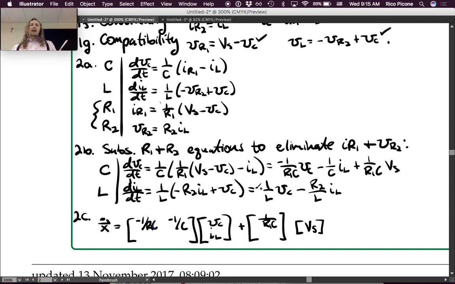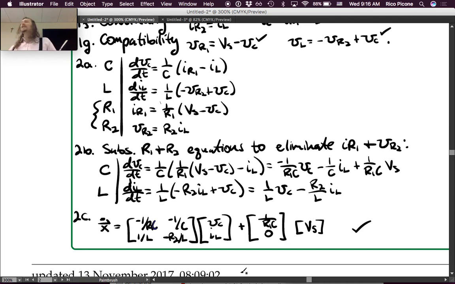Second equation has, what's the VC coefficient? 1 over L. What's the IL coefficient? Negative R2 over L. And what is our VS coefficient? It's just 0, right? With no VS showing up in this equation. And so this is the state equation. We have done the bulk of what we needed to do. That was the hard part, getting to the state equation.